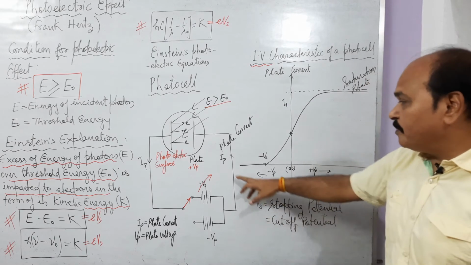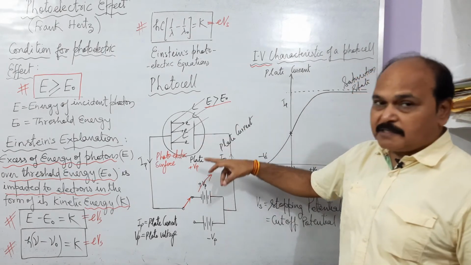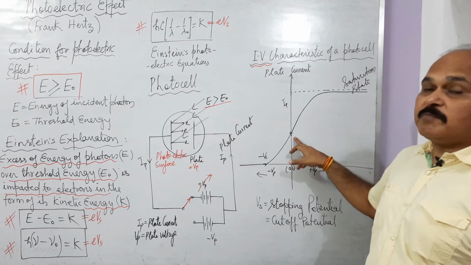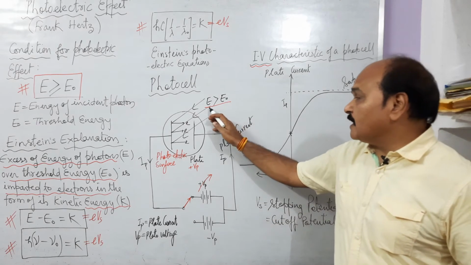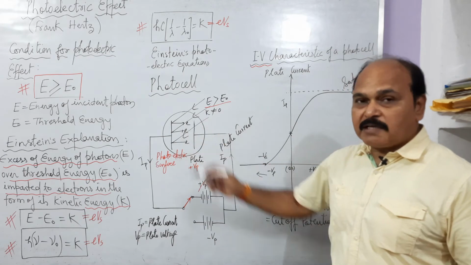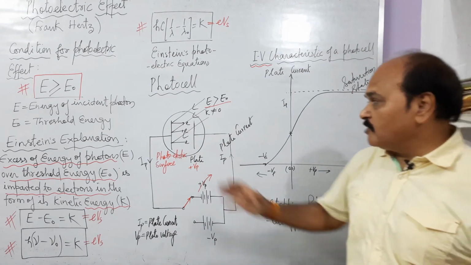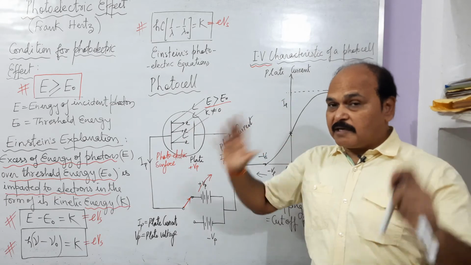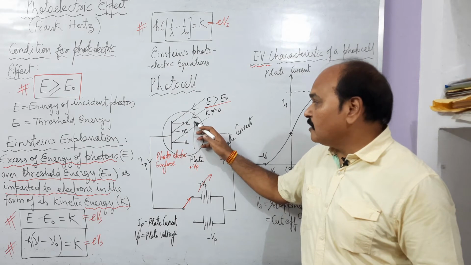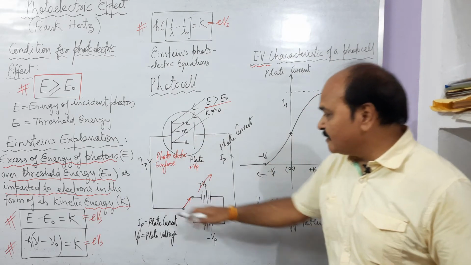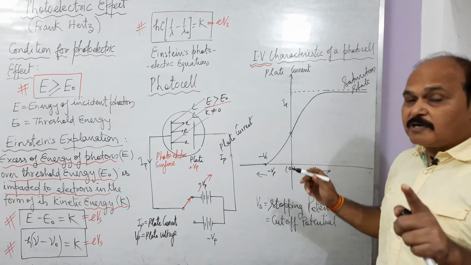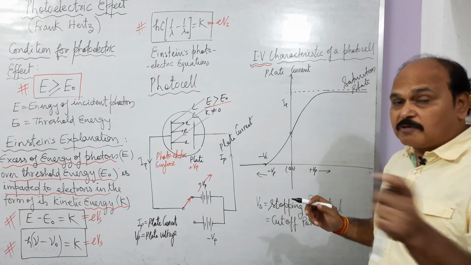See, when there is no positive voltage connected to the plate, there is some current in the circuit. It is simply because E is greater than E naught. Therefore, electrons are given out with a certain non-zero value of kinetic energy. When electrons are produced from the surface, they have certain non-zero kinetic energy. Therefore, they reach this plate on their own, and there is current in the circuit. So this current is simply because of the non-zero kinetic energy of electrons produced due to photoelectric emission.